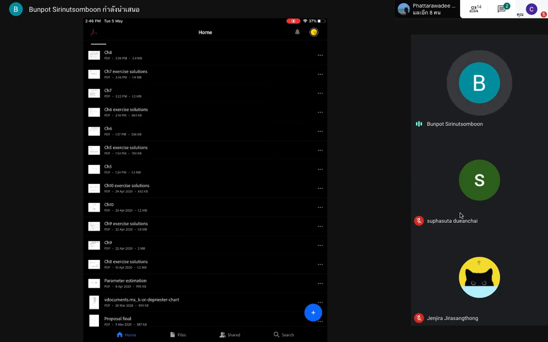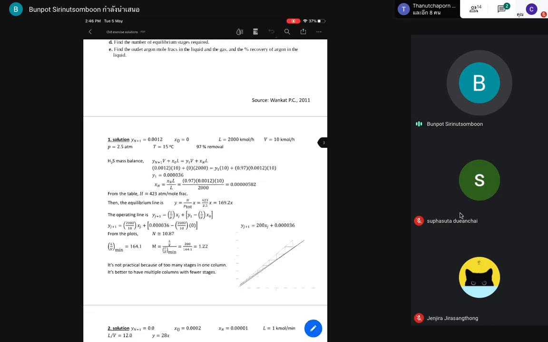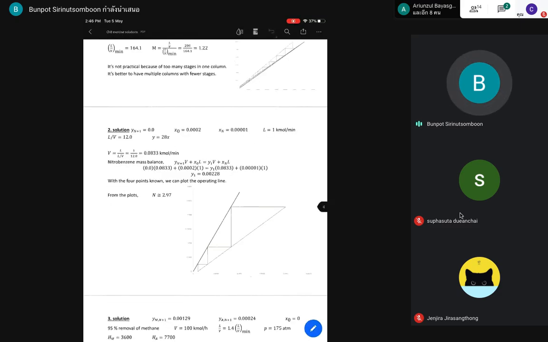Next, chapter 8 exercise. The first one is absorption. I use the graphical technique and get the number of stages. The second one is just an example of stripping. For stripping, the operating line is below, and the equilibrium line is above.